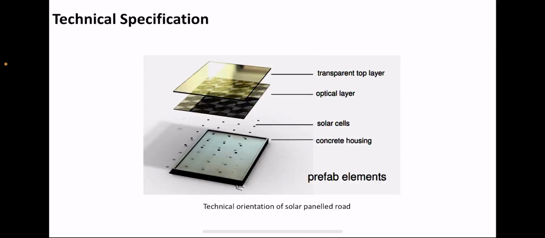Technical specification. This is the diagram of a technical orientation of a solar panel road, which shows the transparent top layer, optical layer, solar cell and concrete housing, which is the main thing we use in solar roadways.